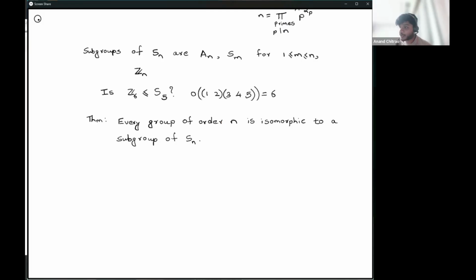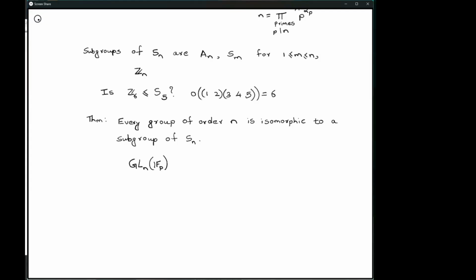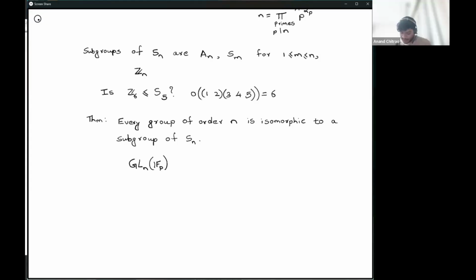Okay, now moving on to matrix groups. So if you start with GL_n(F_p), let's see. What are some subgroups of GL_n(F_p) that you know? SL_n(R). Yeah, SL_n(F_p).